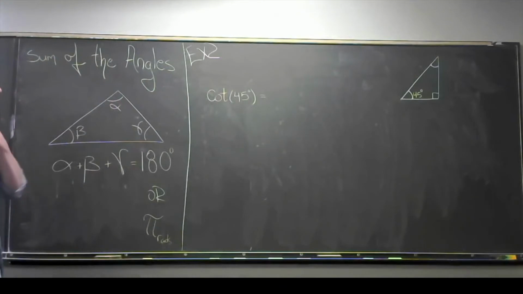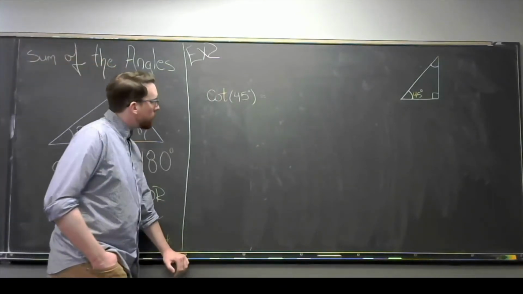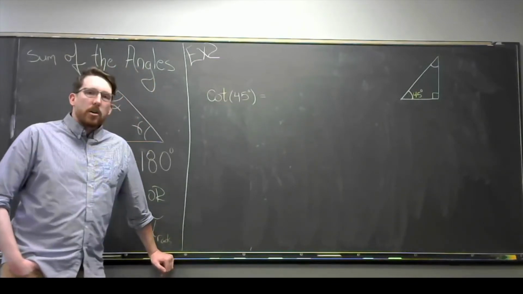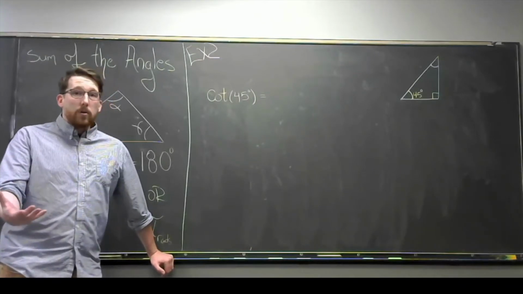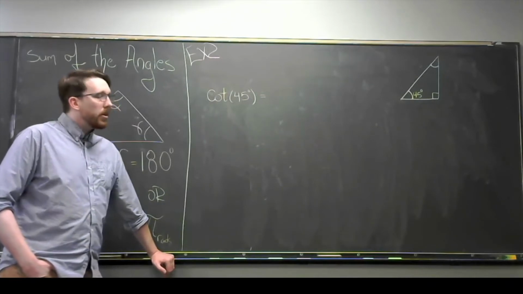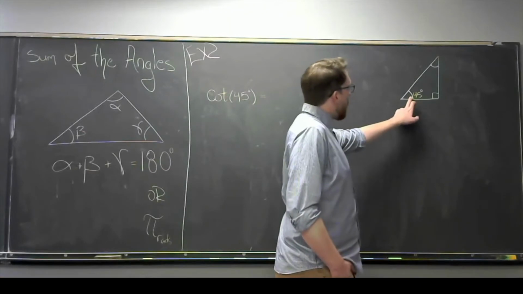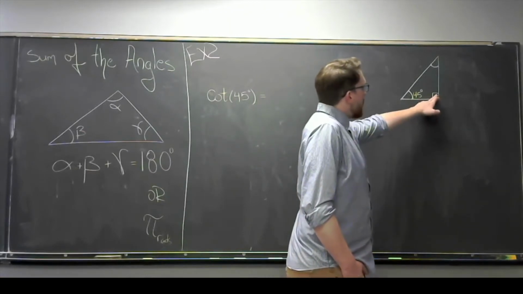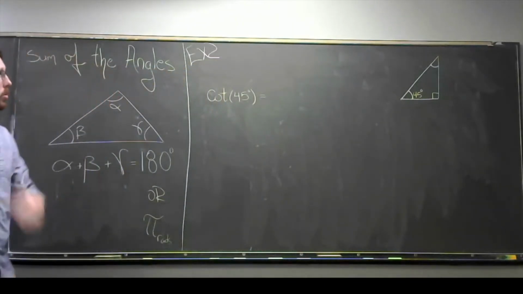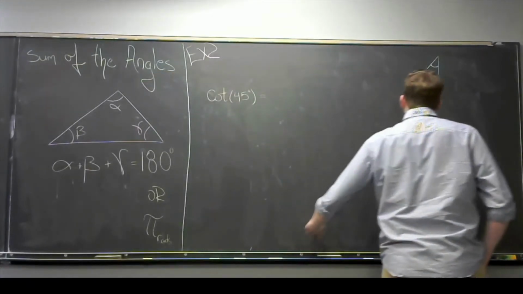In example 2, what we're trying to do is find the cotangent of 45 degrees. Well, because our trig functions are defined on right angle triangles, we can go ahead and start writing out this triangle a little bit. We know at least one of the angles is 45 degrees, and one of the angles is 90. Well, that means, based on this sum of the angles rule, that the remaining angle must be 45 degrees.